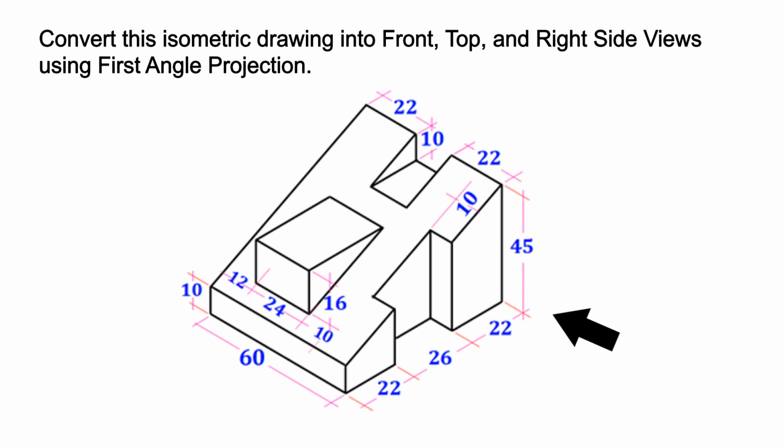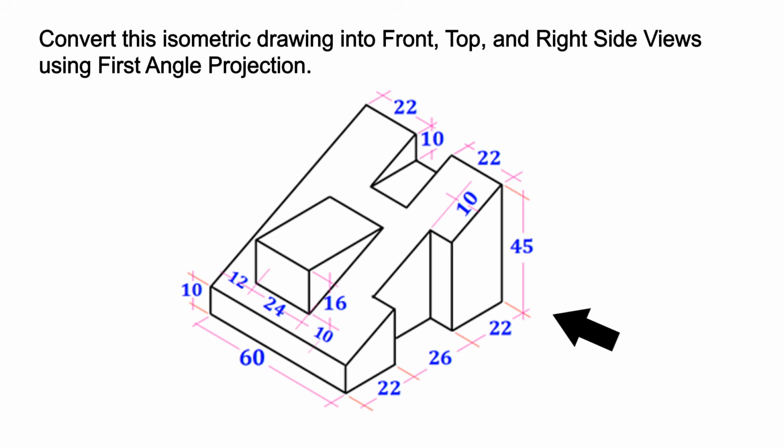So let's start. First, we need to establish the drawing layout by defining the overall space for our views. Before we start drawing, we must set up our first angle projection layout. This means we are going to arrange our views on the sheet using the first angle system rules. To begin, we first need to set up a framework. This is where we draw construction lines or guidelines.